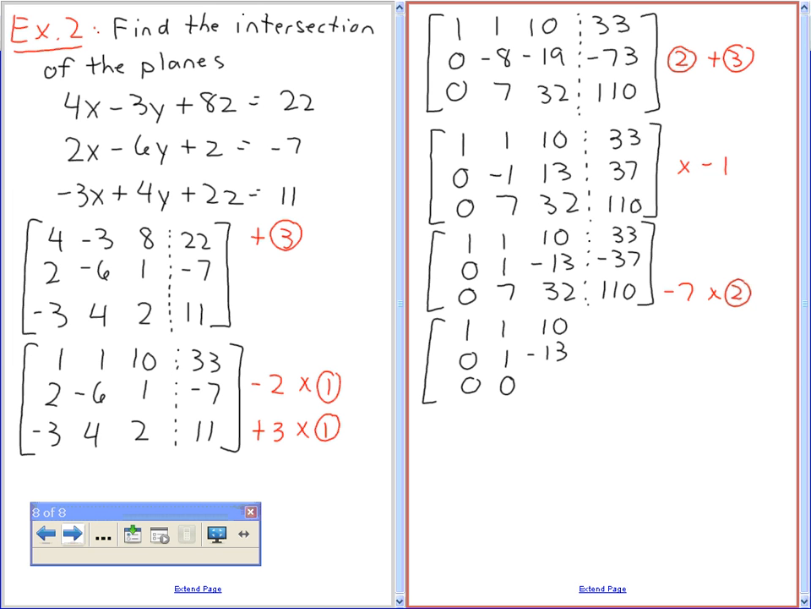Oh boy. What's 7 times 13? Or what would be the answer? Oh, sorry. 91, is that right? 91 and 32 is 123. Oh, please let this work out.